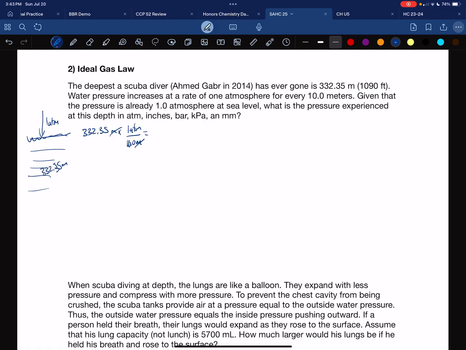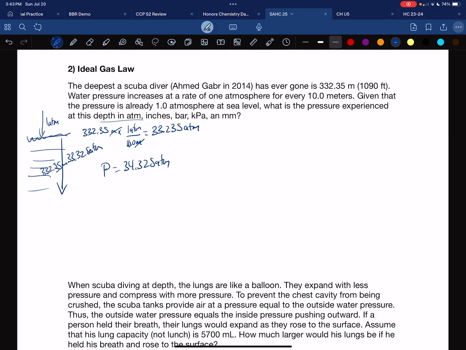And we get 33.235 atmospheres. But there's already one there, so we add one. So that means the new pressure will be 34.235 atmospheres is what's felt. All right. What is the pressure in atmospheres?